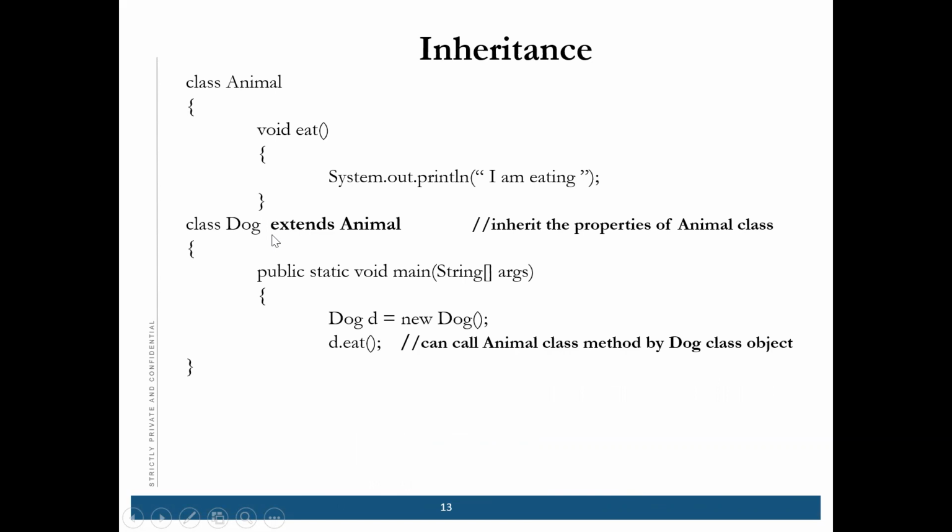What we are doing, we extend the animal. That means animal is the parent class and dog is the child class. So we are inheriting the property of animal class in dog class, and we don't need to write the method. We can call any method of parent class in here. We are creating one object of this class, but we can call all the methods of animal class by creating the object for the child class. Okay, how, we will see it practically.